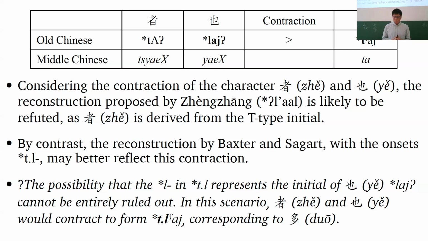So concerning the contraction of the characters zhe and ye, the reconstruction proposed by Zhengzhang, stop L, apostrophe, partition L, is likely to be refuted, maybe, because zhe is derived from the T type. But by contrast, the reconstruction by Baxter and Sagart with the onset T dot L may better reflect this contraction, maybe, right? Try and ʔl'aal, maybe. So I tend to agree with your idea.